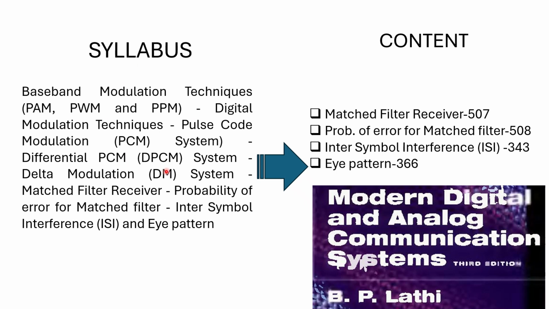Okay, so here is the syllabus for your third unit. In the recent part, we have covered PAM, PWM and PPM, along with the digital modulation techniques including PCM, DPCM and delta modulation also. I will drop the link in the description section. You may go and visit. In this session we are going to talk about the filter and the ISI related things.